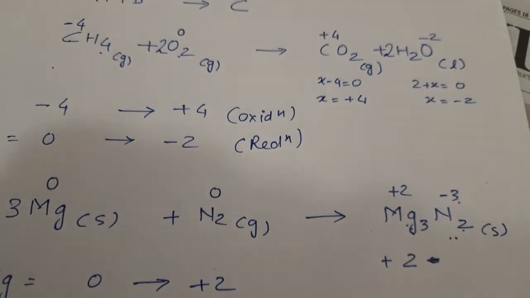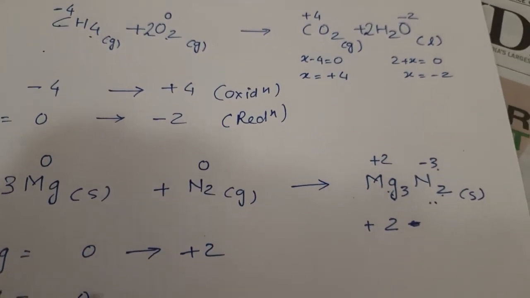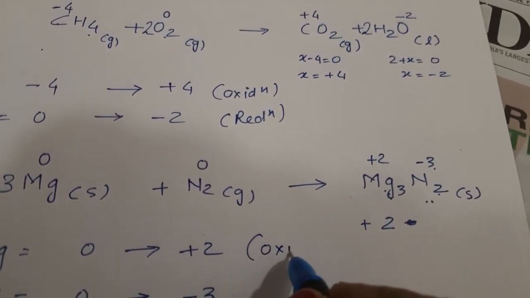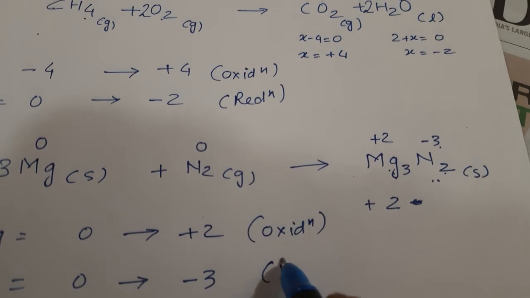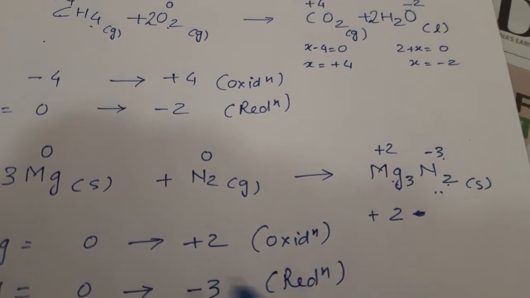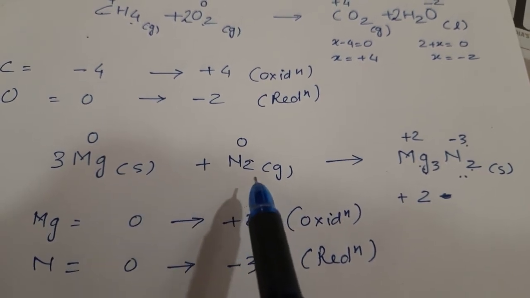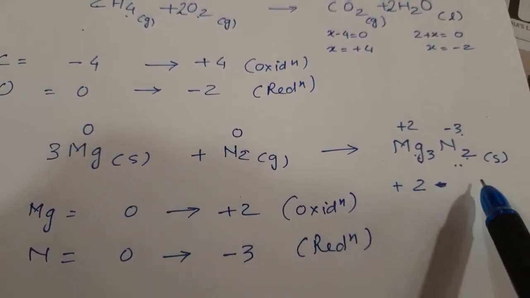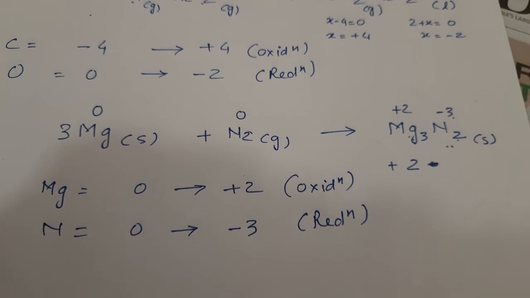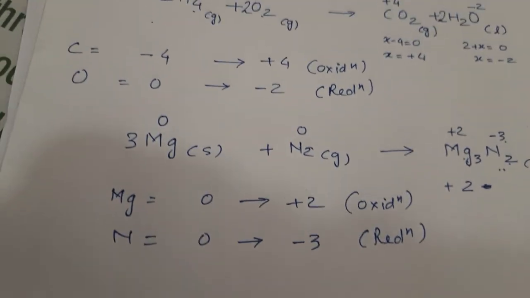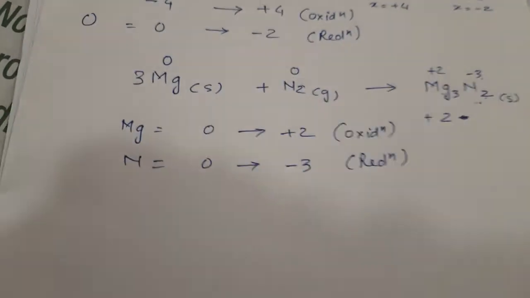Nitrogen is again in elemental form, so 0 to -3. That means here oxidation and here reduction. So this is a redox reaction in which both the reactants are in elemental form and they combine to form a product. So this is the type of redox reaction, the combination redox reaction.